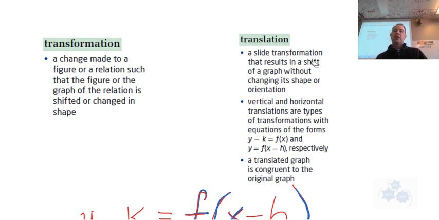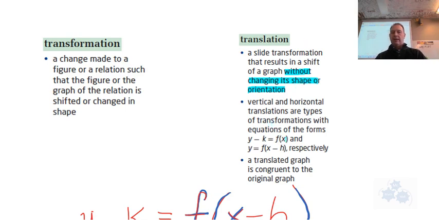A translation is what we're focused on in this section, and that is a slide transformation that results in a shift of a graph without changing its shape. And that's important. Notice that in our examples, that absolute value of x, it did not squish up like this, right? Or it didn't flatten out. It was the exact same shape, just moved up, down, left, right, whatever, right? So that's important.